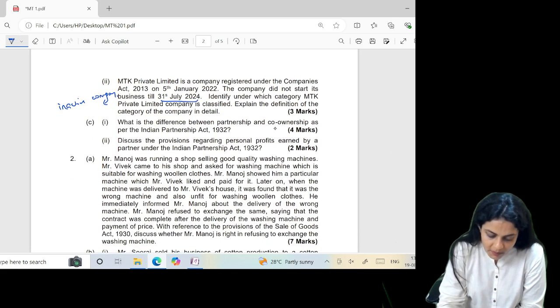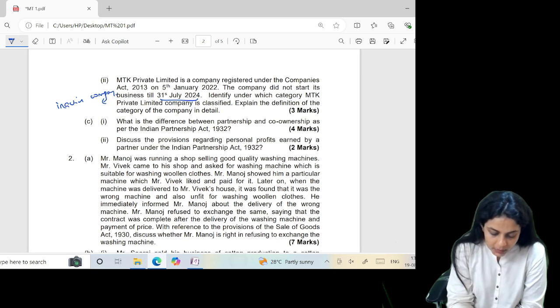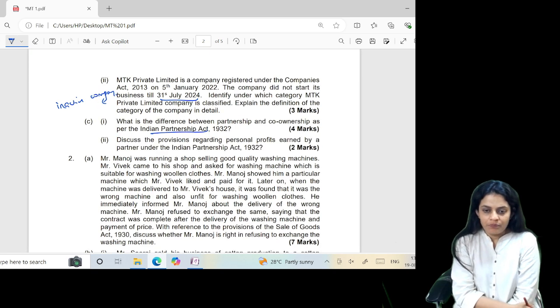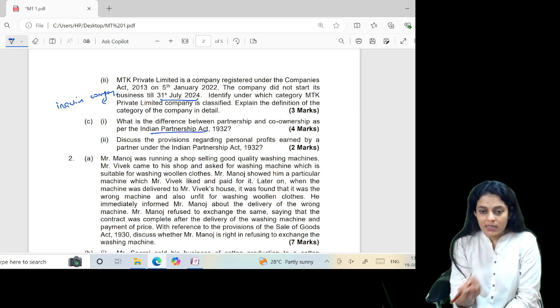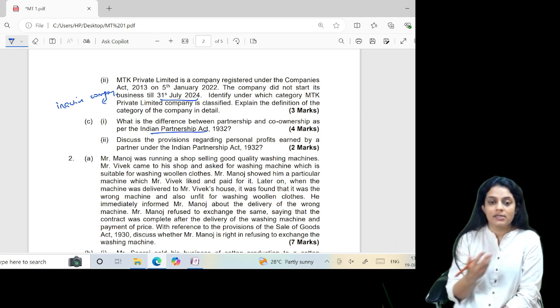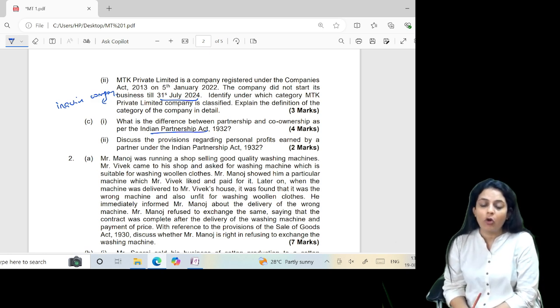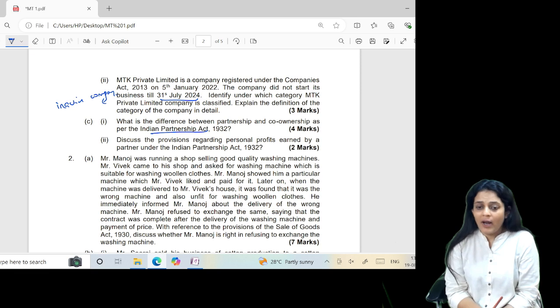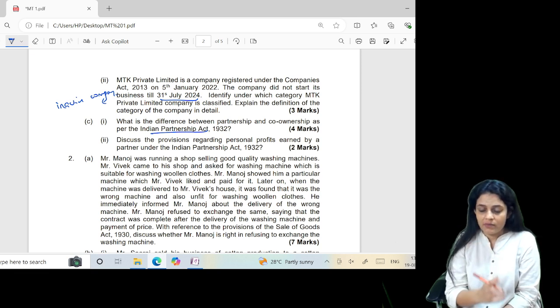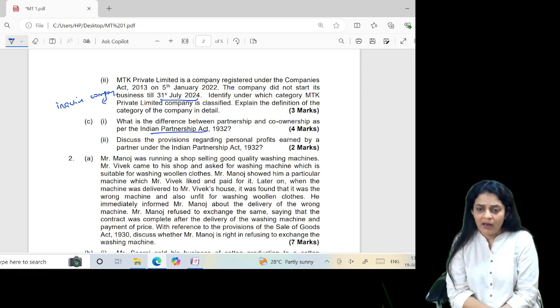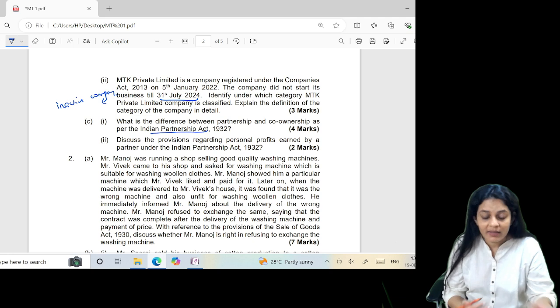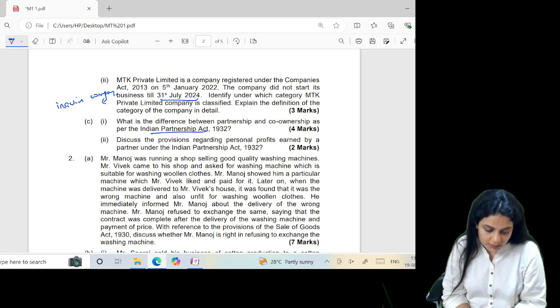What is the difference between partnership and co-ownership as per the Indian Partnership Act? Partnership arises by agreement, whereas co-ownership arises either by agreement or by operation of law. In partnership, there has to be a business; in co-ownership, business may not be there. Partners are agents of each other. In co-ownership, they are not agents of each other.